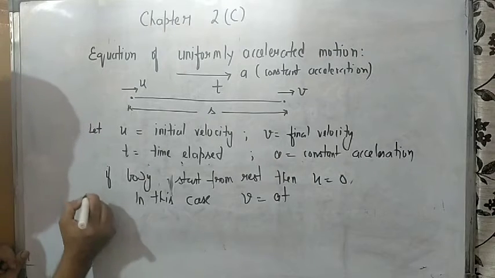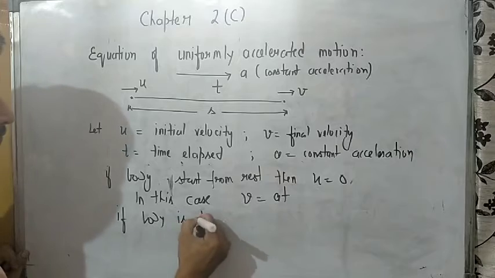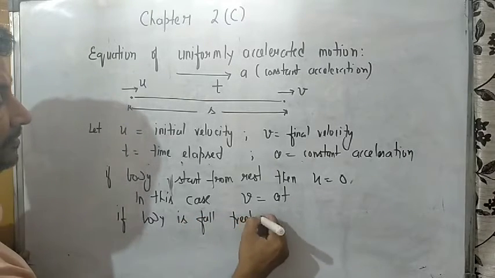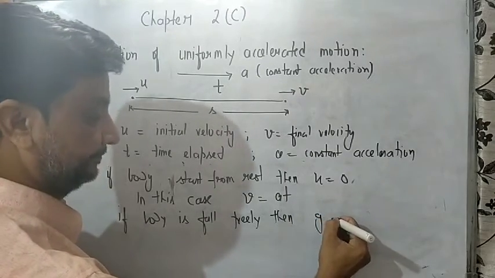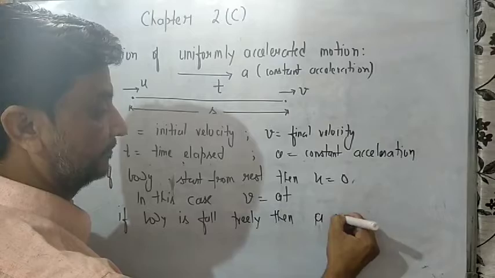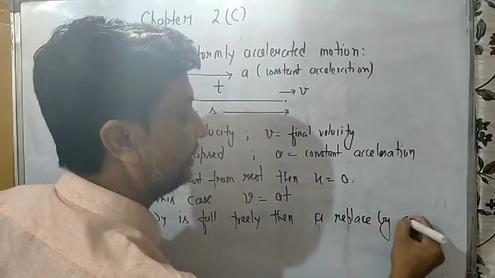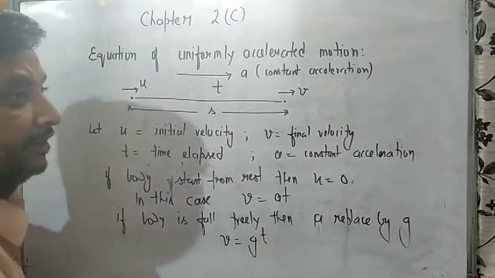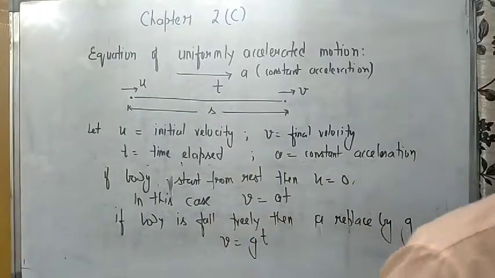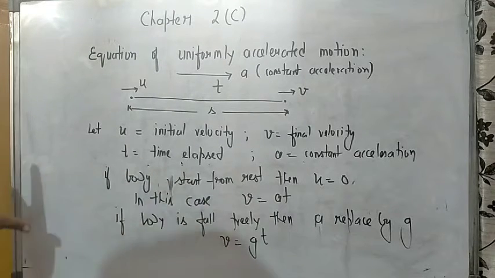Now in the same case, if the body falls freely, then a is replaced by g. What is g? Acceleration due to gravity. Then the final velocity v is equal to gt, because when a body falls freely, it must start from rest. This is the thorough explanation of the first equation.